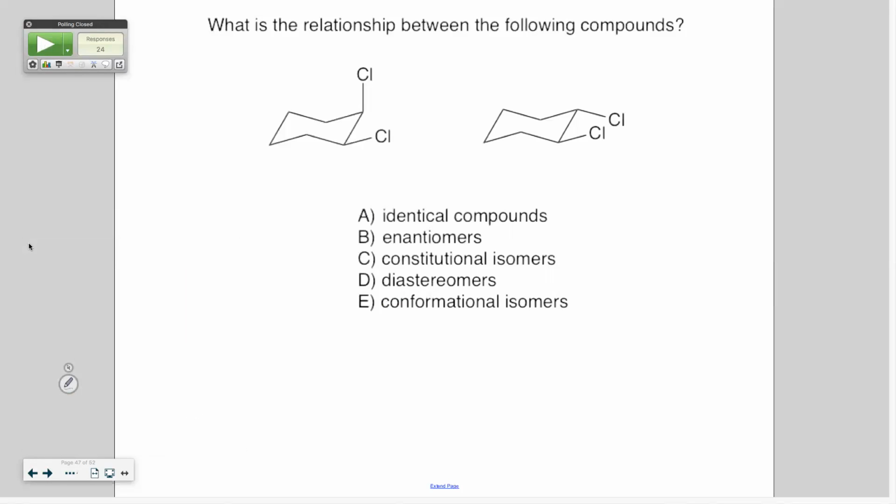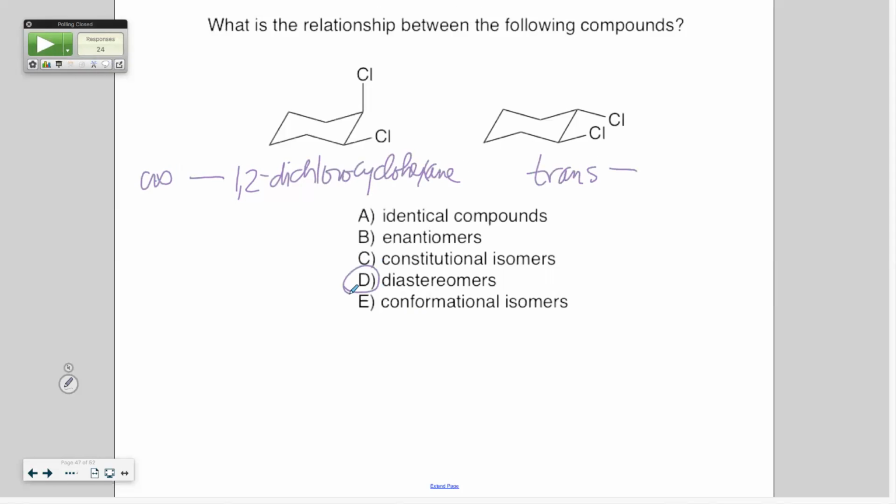If you were to name this one, how would you name the first one? Because that's a way that you can figure it out. 1,2-dichloro. Okay. What goes out here? This. Yeah. All right. What's this one? Okay. So what are they?